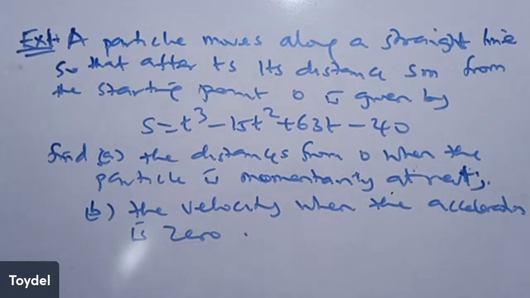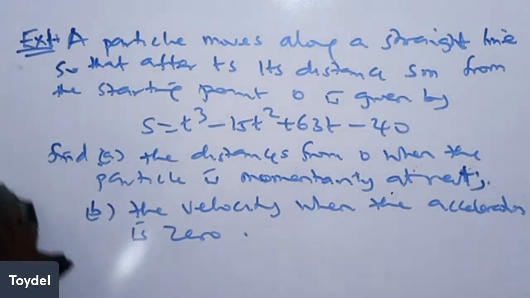A particle moves along a straight line so that after t seconds, its distance s meters from the starting point 0 is given by s is equal to t cubed minus 15t squared plus 63t minus 40. We have to find the distance from 0 when the particle is momentarily at rest. What is the implication? It simply means that ds/dt will be equal to 0. Then we should find the velocity when the acceleration is 0. The acceleration will be 0 when the particle moves at a constant speed. So we are going to see the implication now.